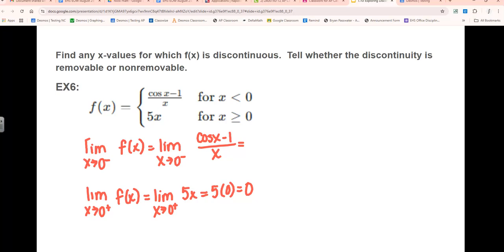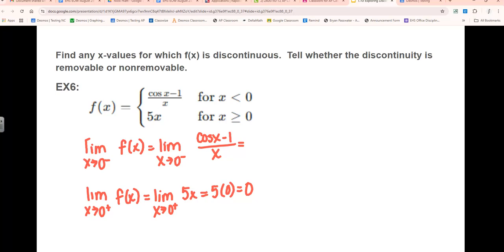You're getting 0/0 on that first one. So we're gonna have to solve that a certain way. Now on the second one, what do you get? On the 5x, what do you get? You just get 0. That one's very simple. It is just a direct substitution part.